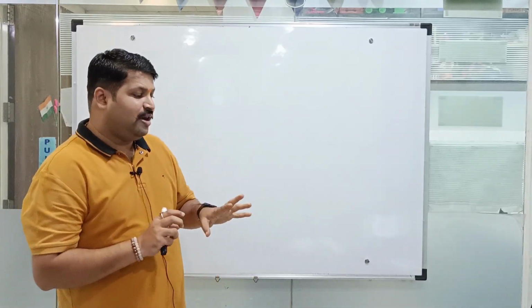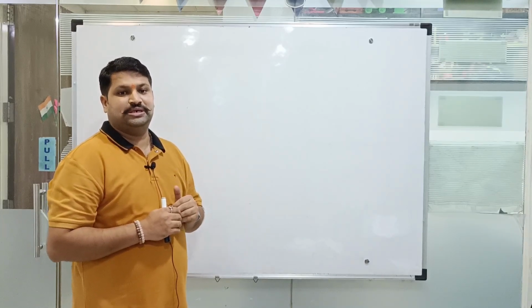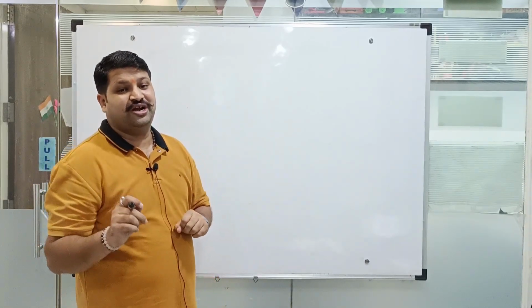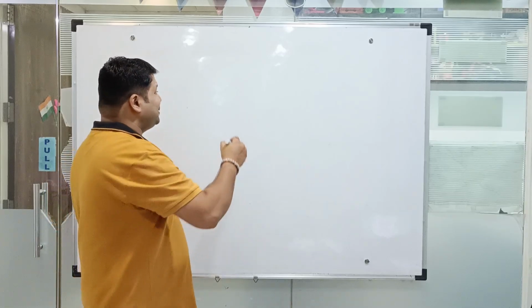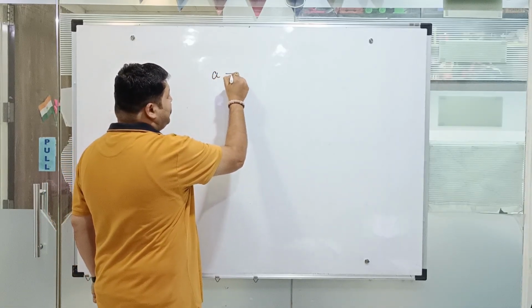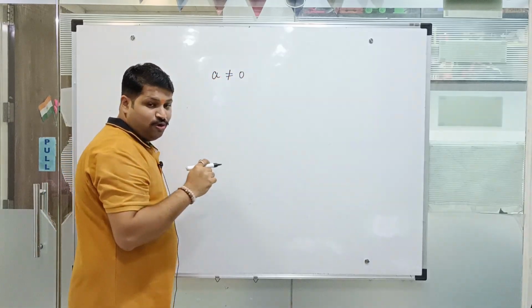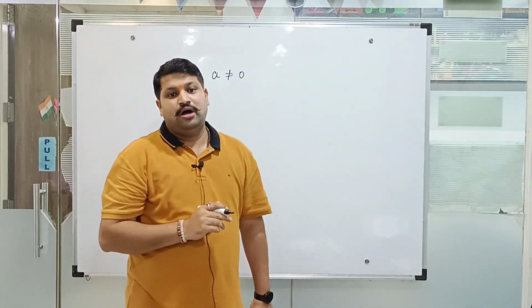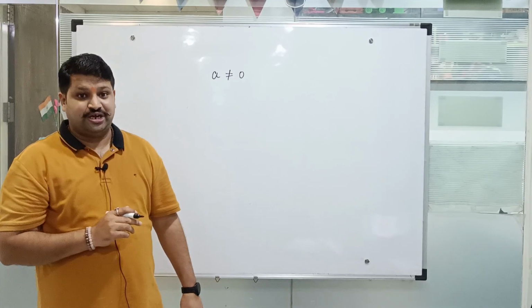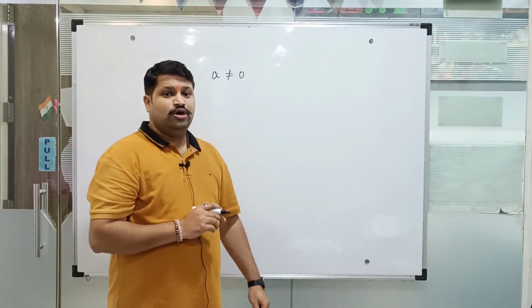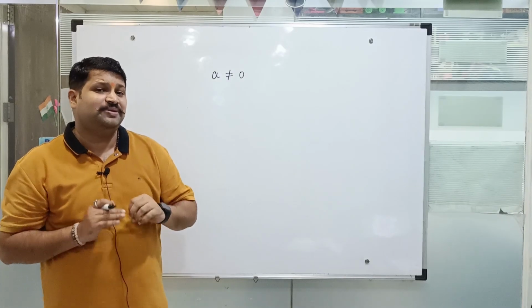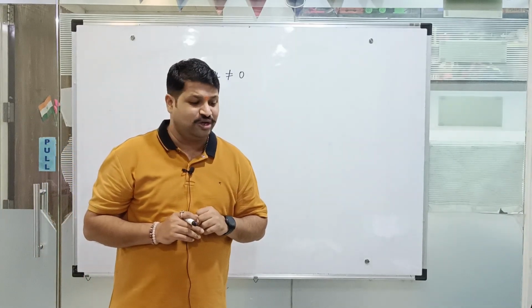Now this can be done only if our base is a non-zero number. So the first condition that we need to follow here is that A, that is our base, should not be equal to 0. Then only can I raise A to the power of a fraction. Before we go ahead with the fractions, let us first talk about the simplest form of the fractions that we are going to get.